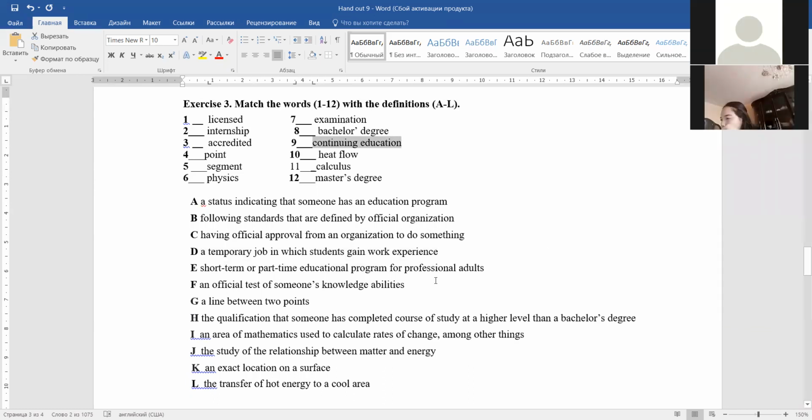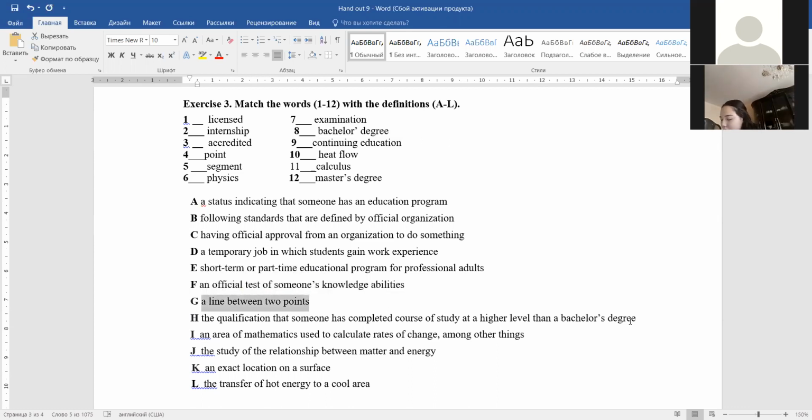Aizhan, please. An official test of someone's knowledge and abilities. Официальный тест чьих-либо знаний и способностей. What is it? Test. Official test. Yes, you're right. It's examination.